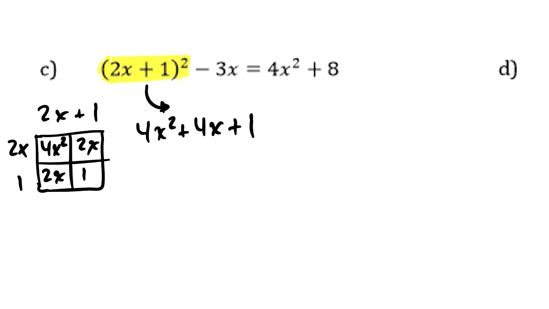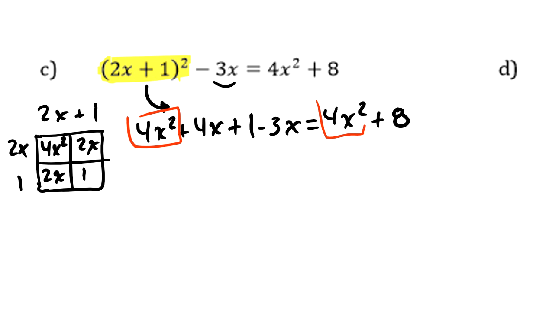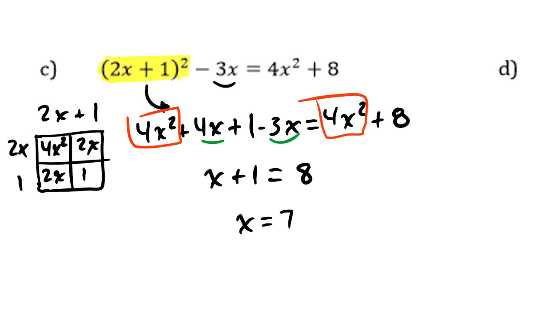I still have this minus 3x, and that equals 4x squared on the other side of the equation plus 8. What's very nice is the fact that both of these have a 4x squared, and I'm going to quickly subtract that from each side. At the same time, I'm going to go ahead and combine the 4x and the negative 3x. So I now have x plus 1 equals the number 8. And if I subtract 1 from both sides, I get that x is the number 7. Now, not only does it seem like this should work, this does work, right?